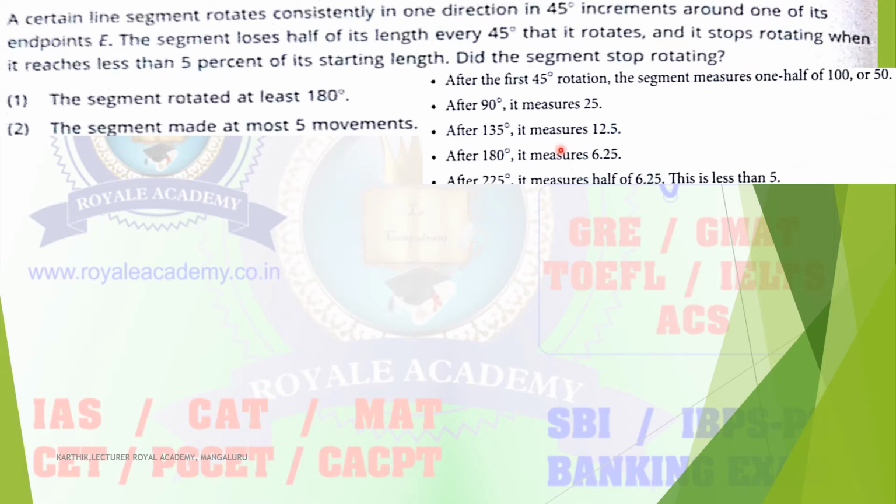Second 45-degree rotation, so 45 plus 45 is 90 degrees. Half of 50 is 25. Third 45-degree rotation, total is 135 degrees. Half of 25 is 12.5. Next 45-degree rotation, 180 degrees, half of 12.5 is 6.25. Again 45 degrees, 180 plus 45 is 225 degrees, and it measures half of 6.25. So it is less than 5%.